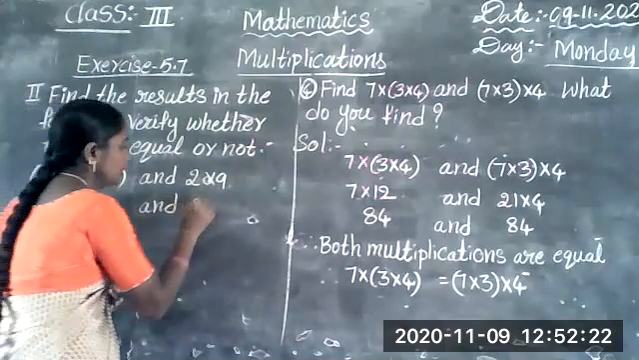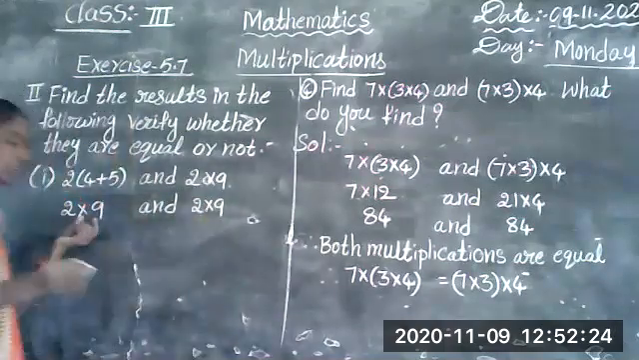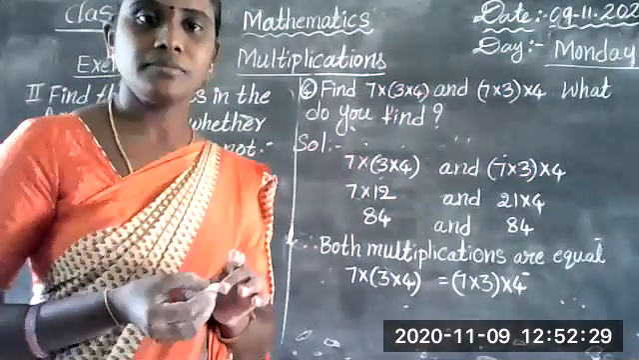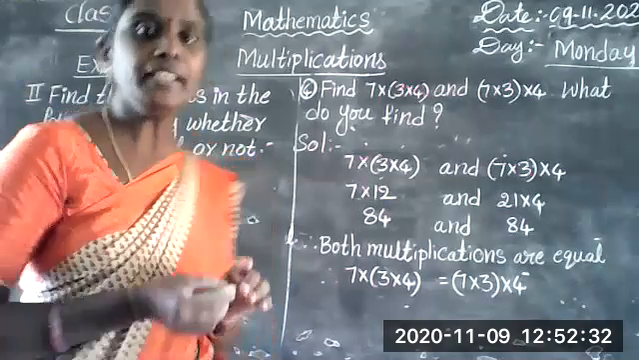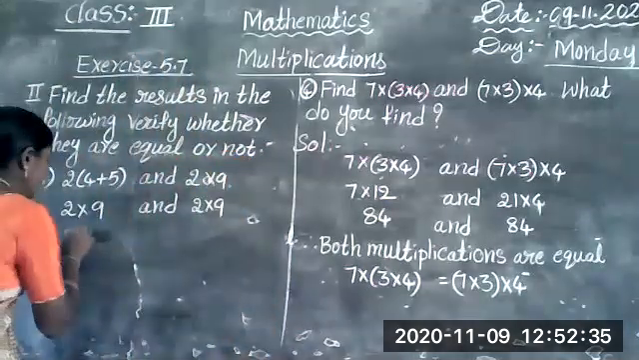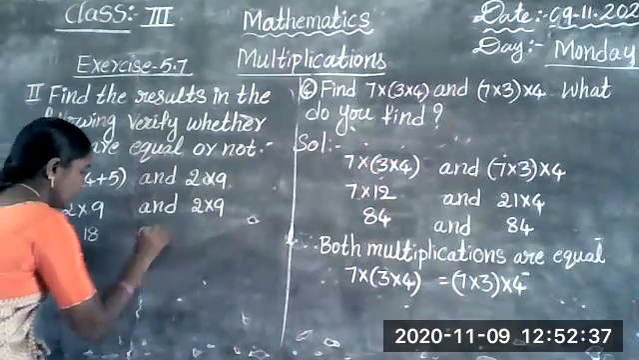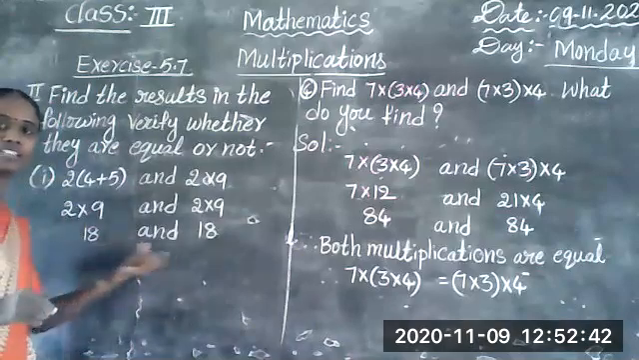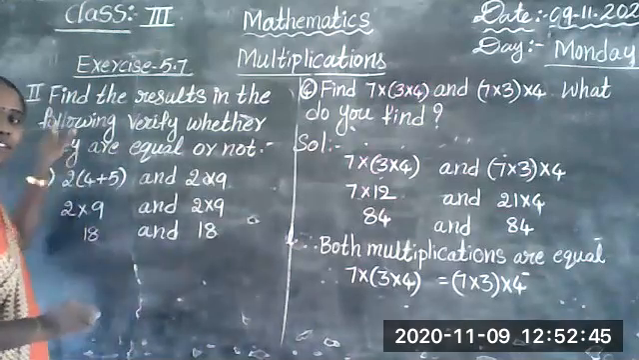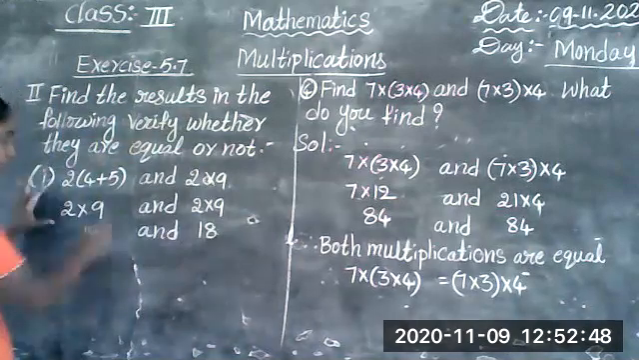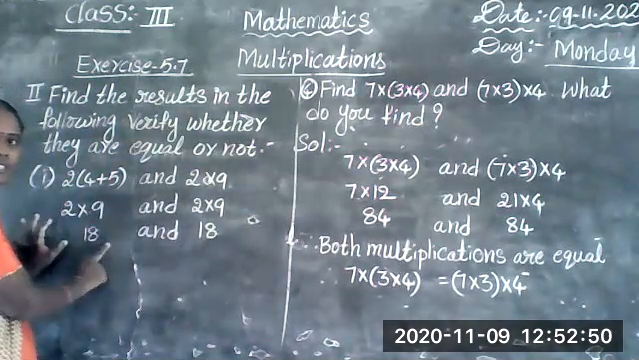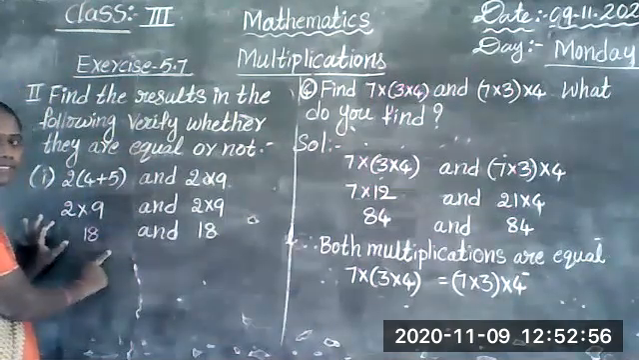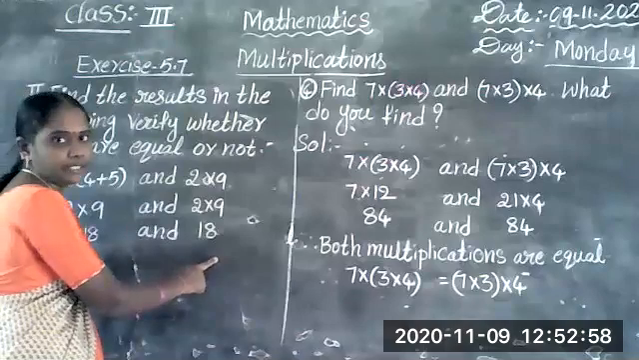And 2 into 9. 2 nines are 18. And 2 nines are also 18. Here also, both are equal or not? Yes. Find the results in the following. This is the result. Here 2 into 4 plus 5 equals 18, and 2 nines are also 18.